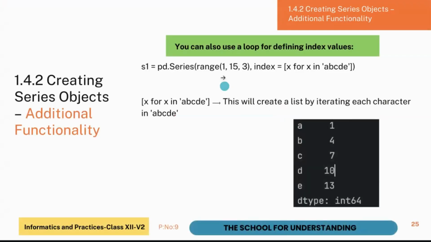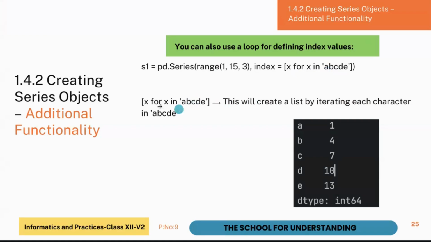So the other options, additional functionalities, right? We can use a loop for defining index values. If you look here, this is the index, and here I am just giving a list. This x for x in 'ABCDE' will give a list, because it just iterates this string, and each character will be added as a member of the list. I will give some more examples on that as well.